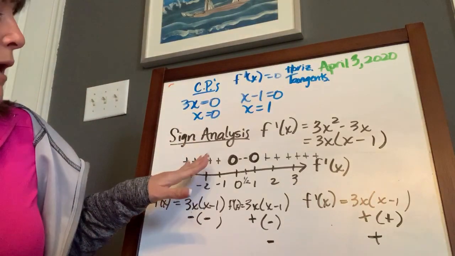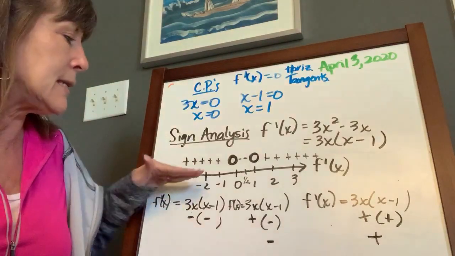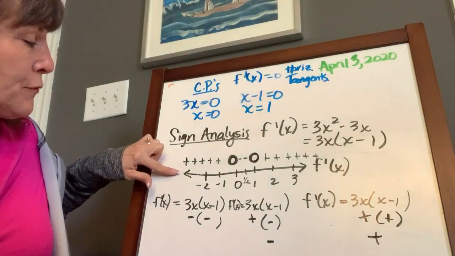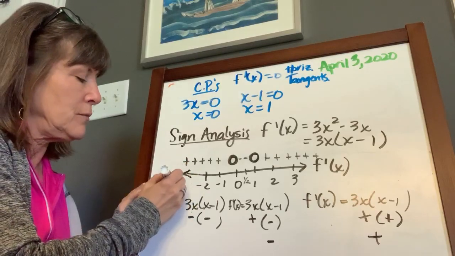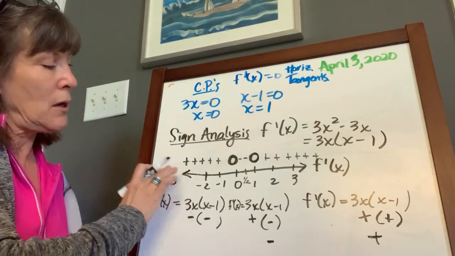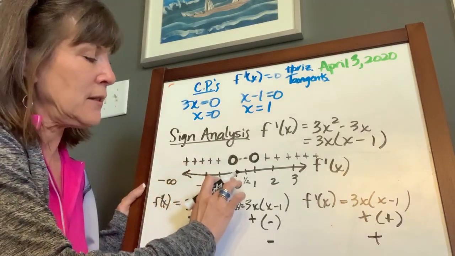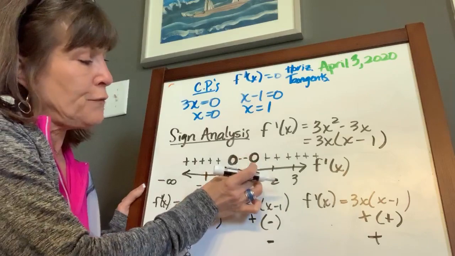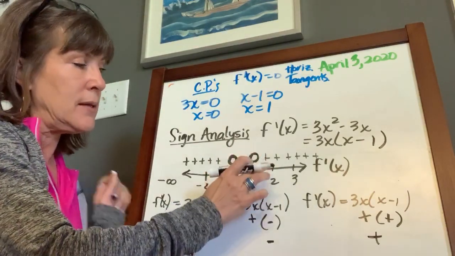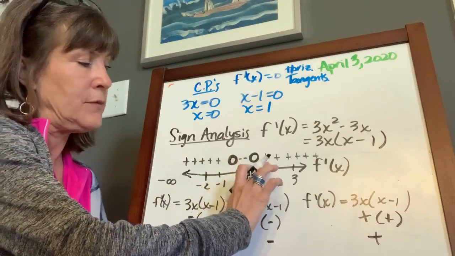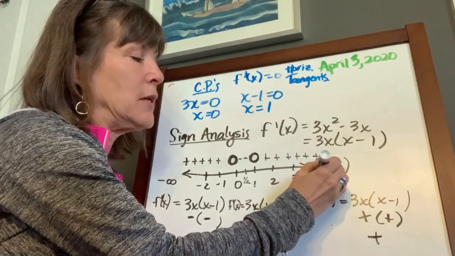So we now have our signs for our first derivative. We can see that the first derivative is positive from, on this number line, this goes forever and ever to negative infinity. So our derivative is positive from negative infinity until I get to 0. The first derivative is negative in between 0 and 1. And then my first derivative is positive from 1 to, this goes all the way out to positive infinity here.